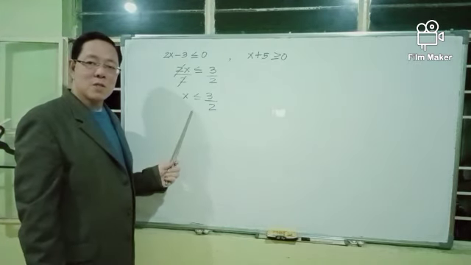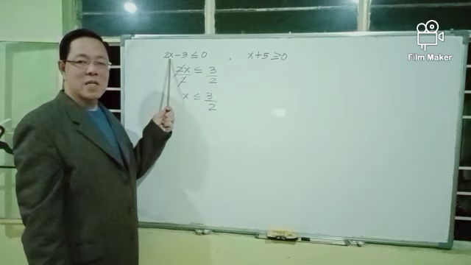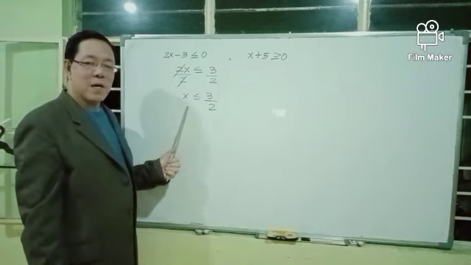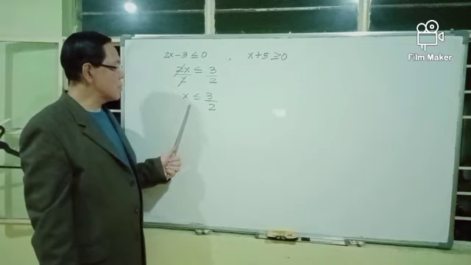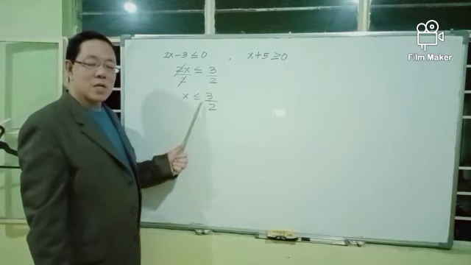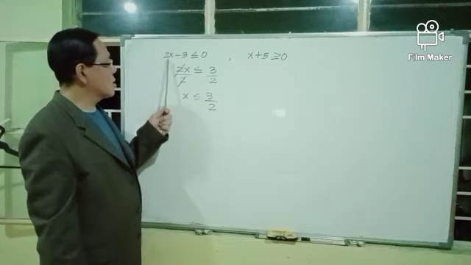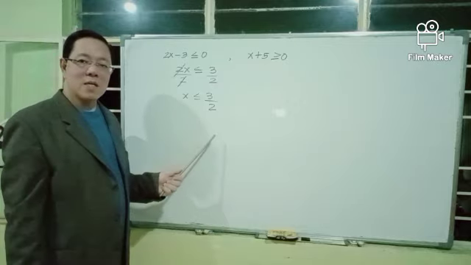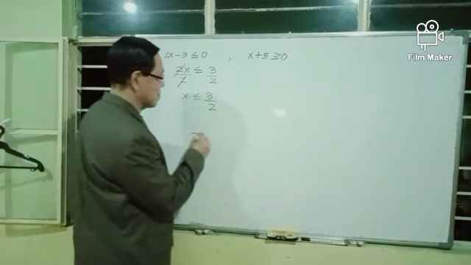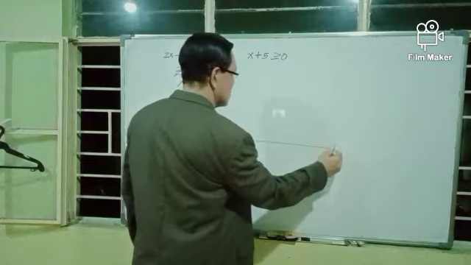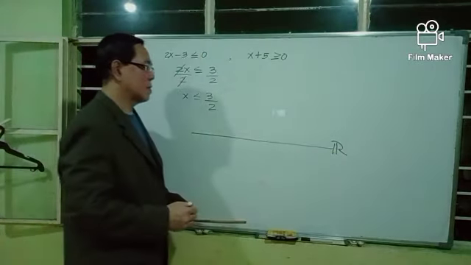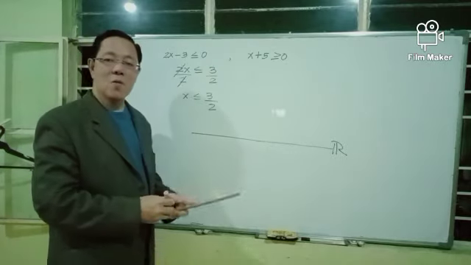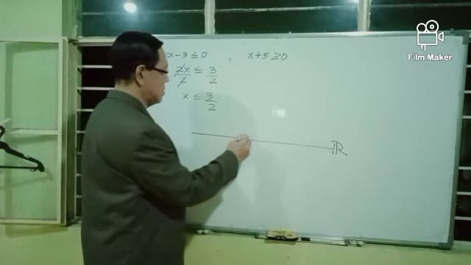And this is the solution of the linear inequality 2x minus 3 less than or equal to 0. All the values of x that are less than or equal to 3 over 2 are solutions of this linear inequality. And we represent this in a diagram. You locate 3 over 2 on the real line.